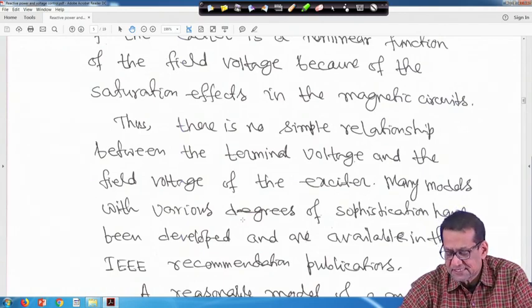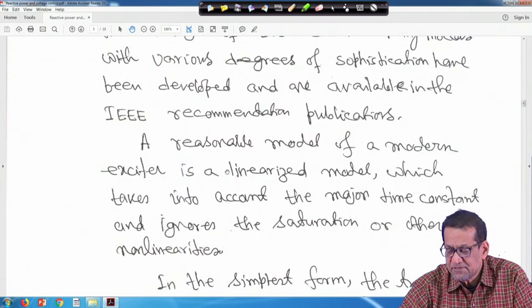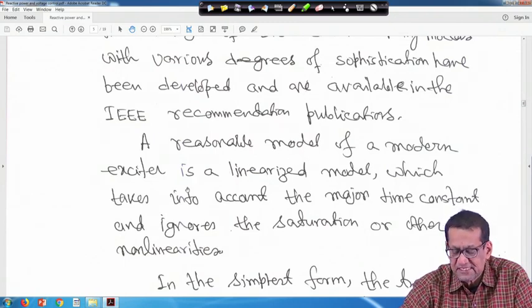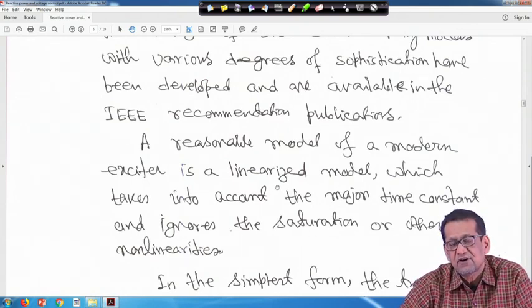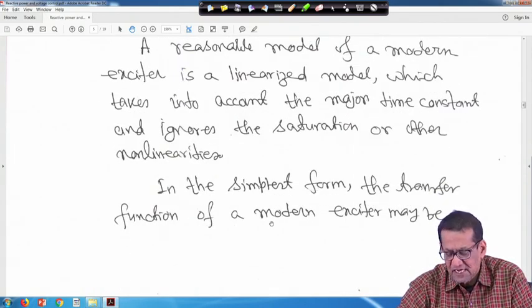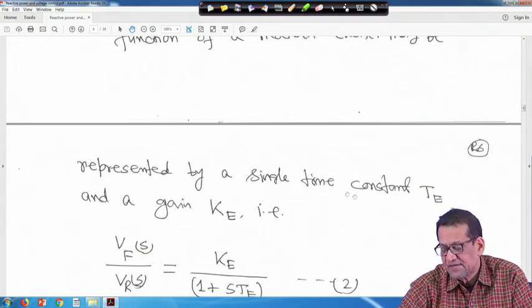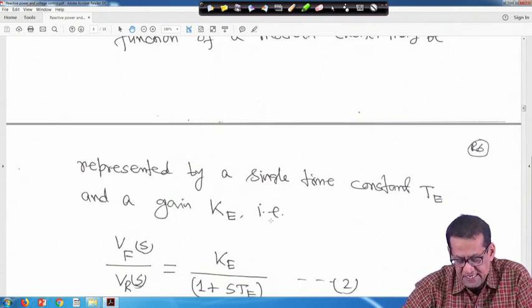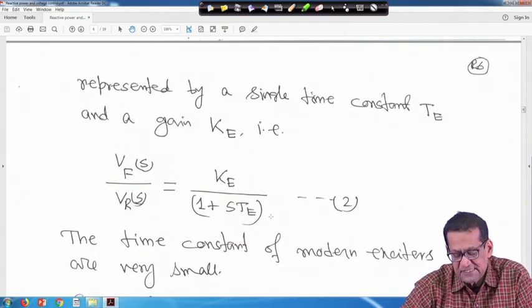Many models with various degrees of sophistication have been developed and are available in the IEEE recommendation publications, right. A reasonable model of a modern exciter is a linearized model, which takes into account the major time constants and ignores the saturation or other nonlinearities. So, in the simplest form, the transfer function of a modern exciter may be represented by a single time constant Te and a gain Ke. So, VFS upon VRS can be written as Ke upon 1 plus S Te, right.